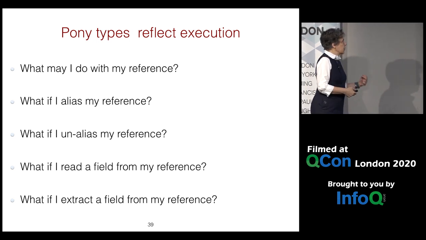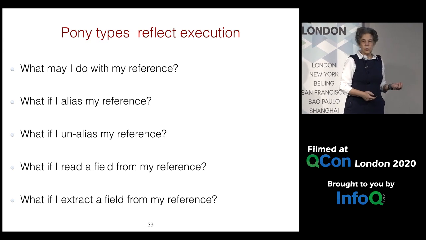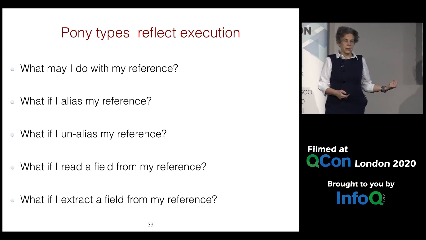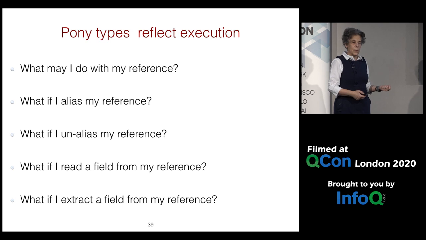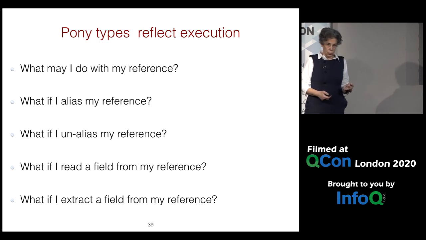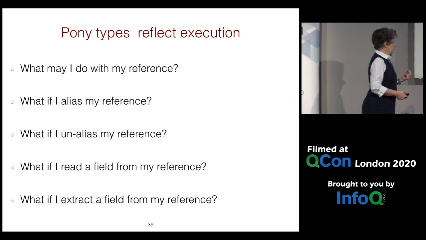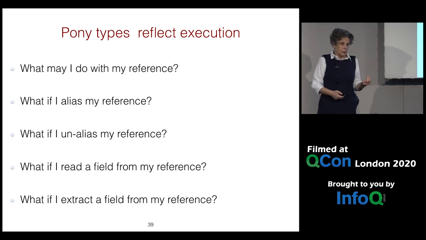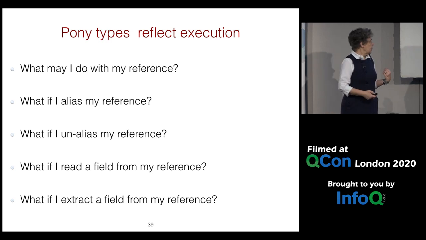Then the next question is, if I create a new alias to the reference, I create a new path that gets me to the same place where the old path gets me. What can I do with this new path? Can I do everything that I could do with the first path? Then what do I do if I drop a reference? If I remove an alias to an object, can I now do more things?